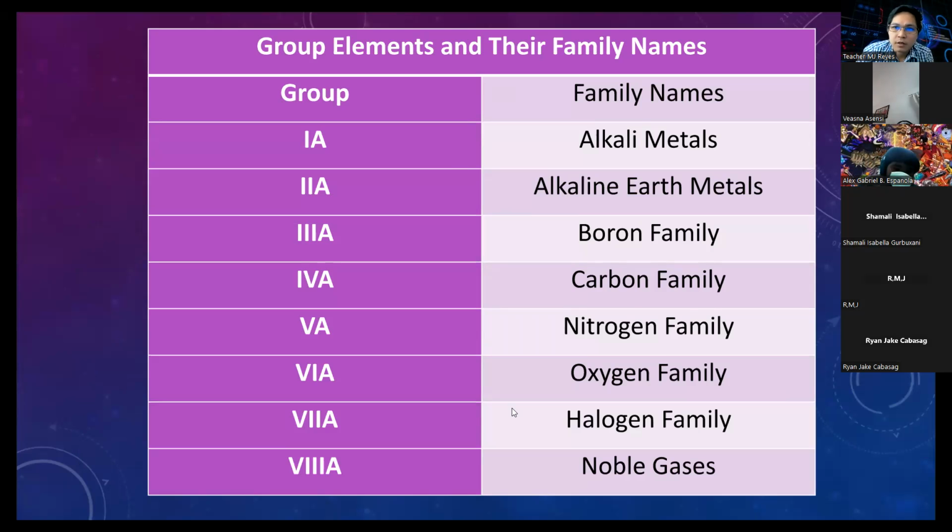Familiarize. Okay. So group 1A is alkali metals. Group 2A is alkaline earth metals. Group 3A is boron family. Group 4A, please take down notes. Group 4A is carbon family. Group 5A is nitrogen family. Group 6A is oxygen family. Group 7A is halogen family. And Group 8A are considered as the noble gases.